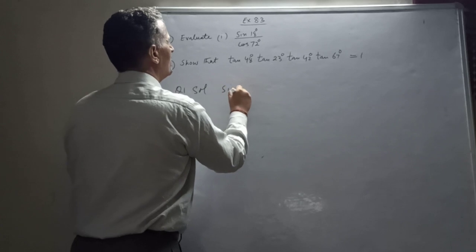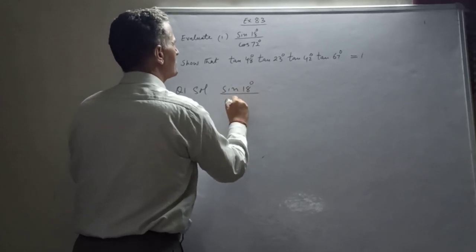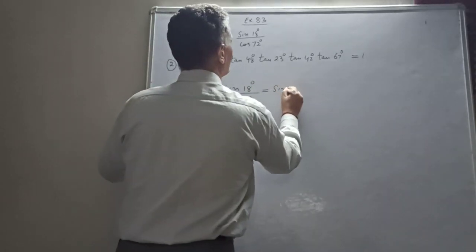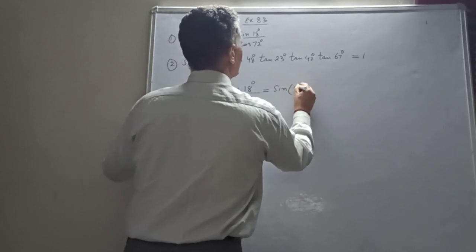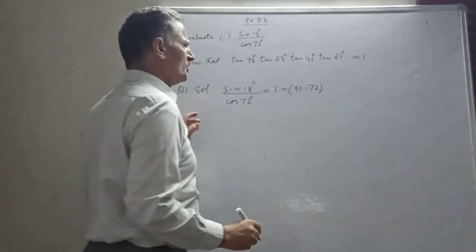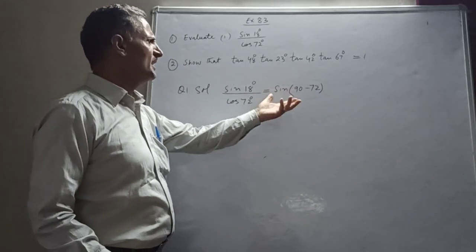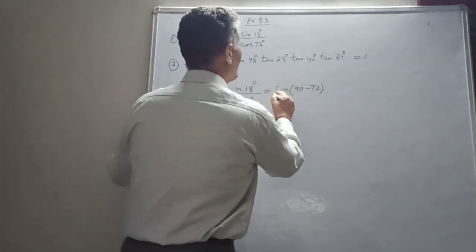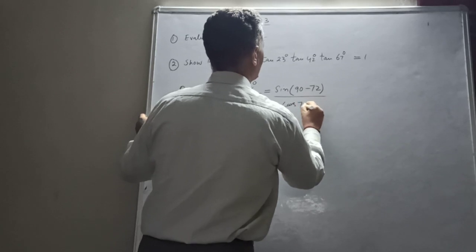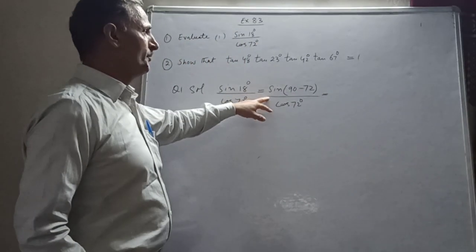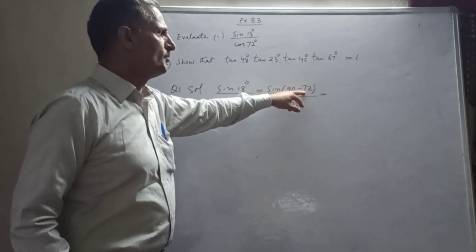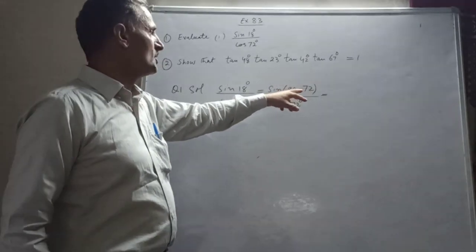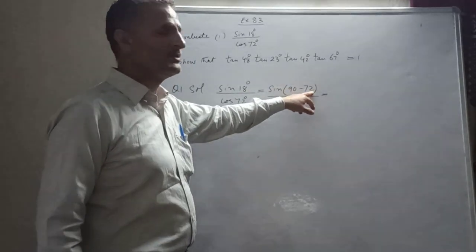It is sine of 18 degree by cos of 72 degree. It is equal to, you see, sine of, this can be written as 90 minus 72. There is no difference because you know 90 minus 72 is again 18 degree. What is sine of 90 minus 72? It is sine of 18 degree divided by cos of 72 degree. But we know sine of 90 minus theta. Instead of theta, it is 72 degree angle. You know sine of 90 minus theta is cos theta. So sine of 90 minus theta, theta is 72 degree here.